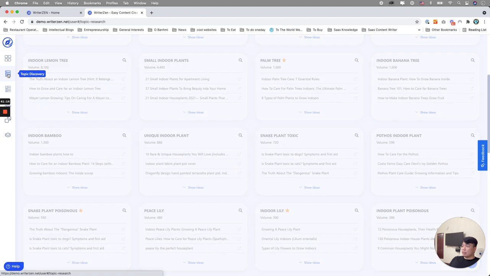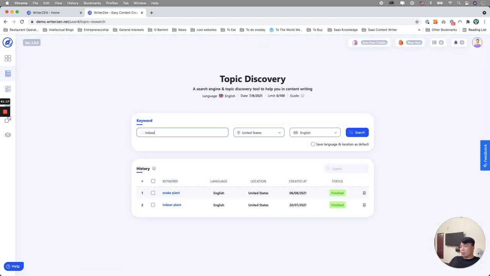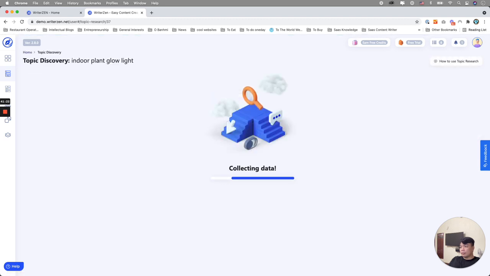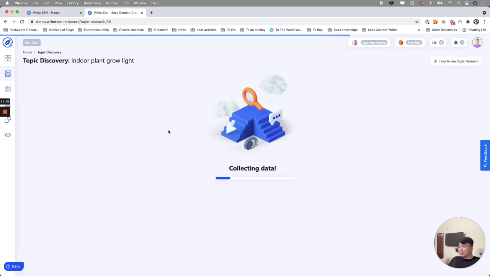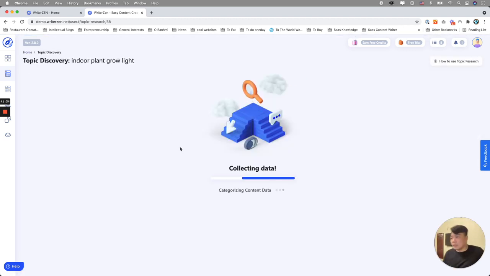So then you can go back to the topic discovery here, indoor plant grow light. Oh no, not glow light, sorry. Indoor plant grow light. So this is another layer of knowledge that you could build, and you can explore more into that topic, so that you know what other competitors are talking about with this type of grow light, and based on that, I'll be able to build another layer of content strategy based on just that subtopic. So it's called second layer subtopics, right?